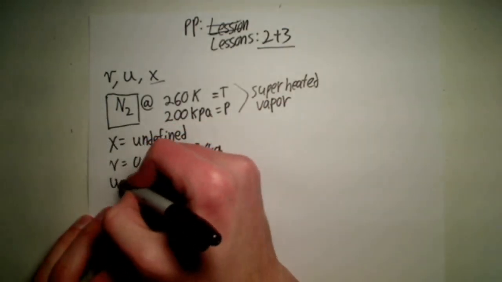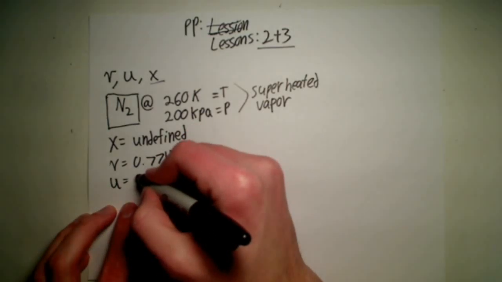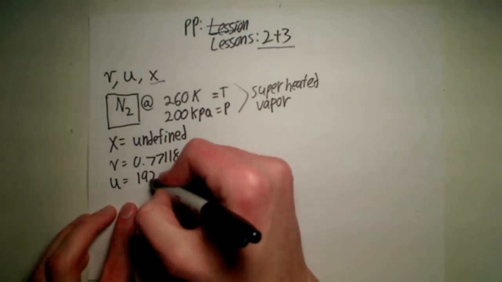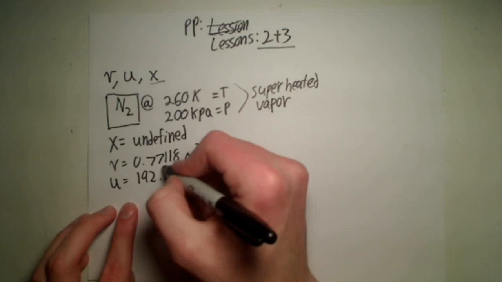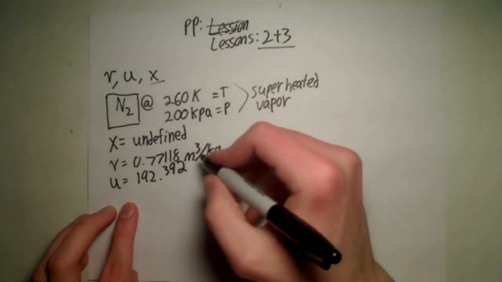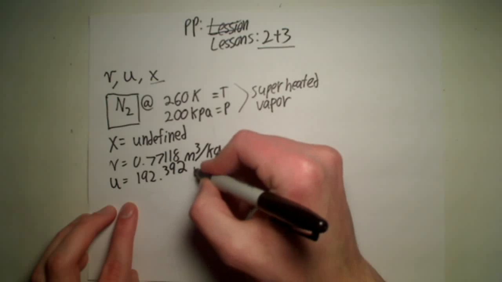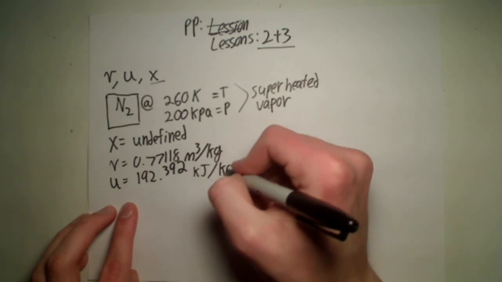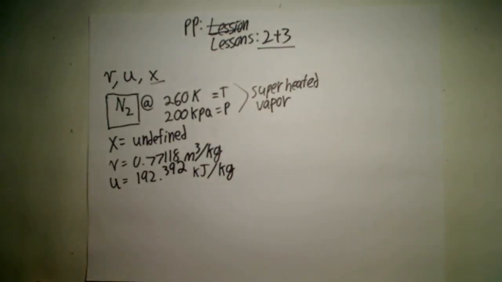And internal energy is 192.392 kilojoules per kilogram. Alright, very simple.